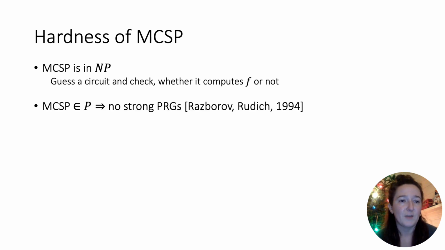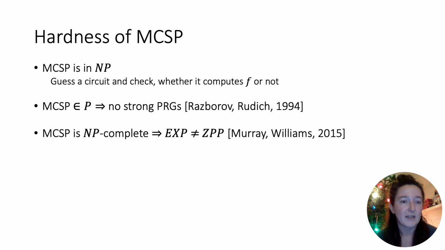We also know that if MCSP is in P, then there are no strong PRGs. And if we were able to show that MCSP is NP-complete, then we would get that EXP is not equal to ZPP. Important to note here that we actually believe that EXP is not equal to ZPP. EXP is a huge class, ZPP is not so much, but it was surprisingly hard to show. So you can see that understanding MCSP better would help us to resolve some open problems in structural complexity.